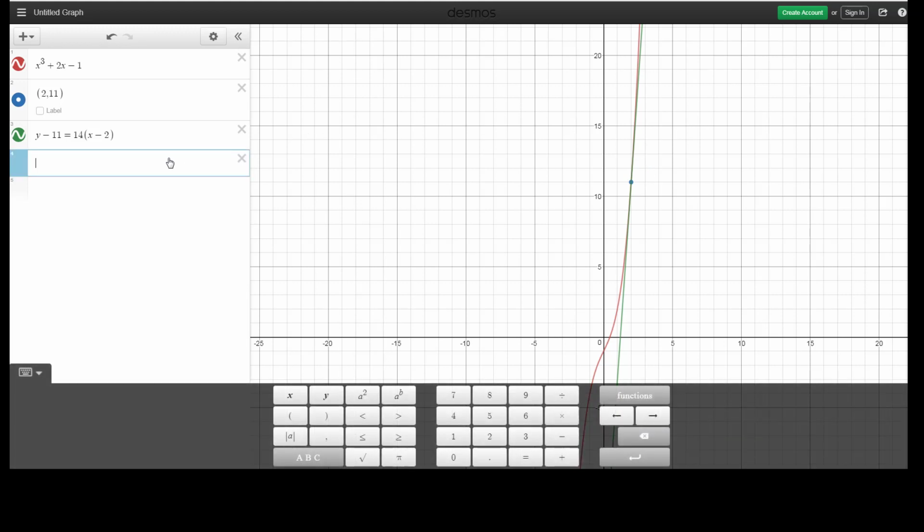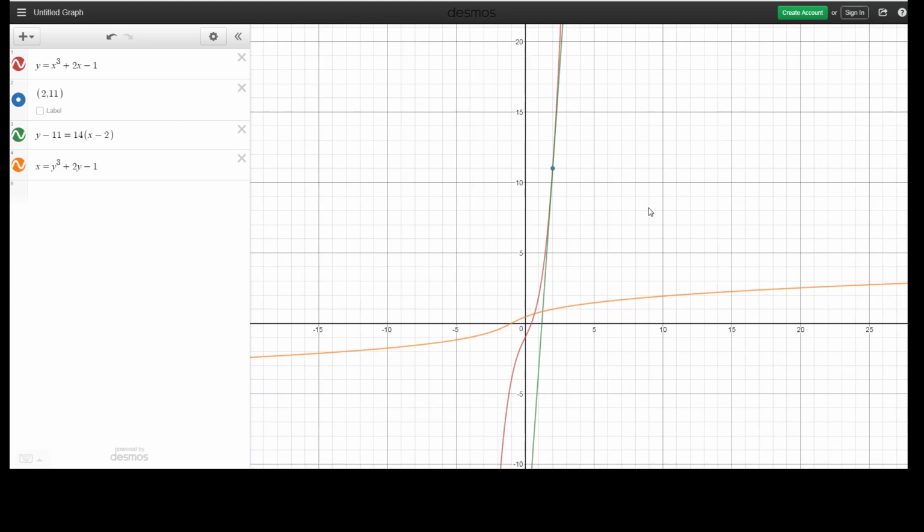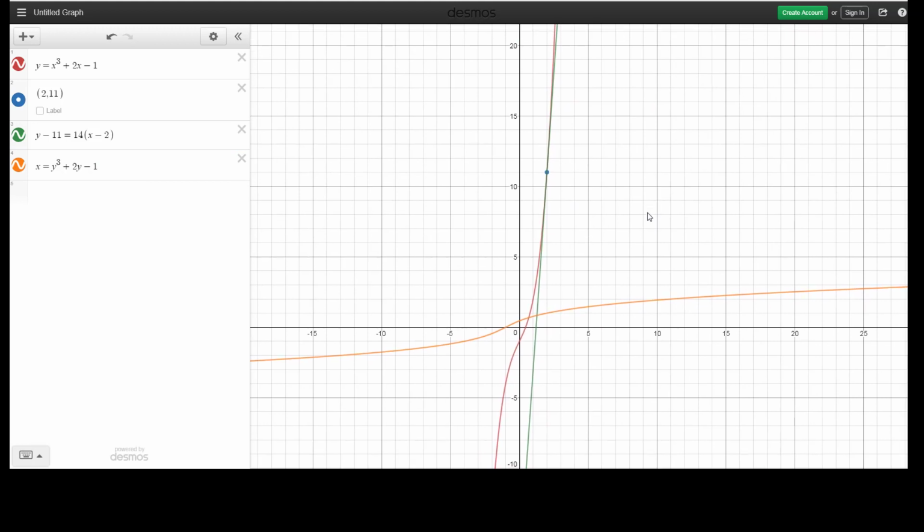So here's the thing. Let's get our inverse function now. I'm not going to actually solve for the inverse function using those steps from algebra class. What I'm going to do is simply write the implicit version of our inverse function. So the regular function is y equals x cubed plus 2x minus 1. If I write instead x equals y cubed plus 2y minus 1, I get my inverse function. Of course, it's not the explicitly defined inverse function, it's the implicitly defined inverse function, but there it is. So the orange is my inverse function.